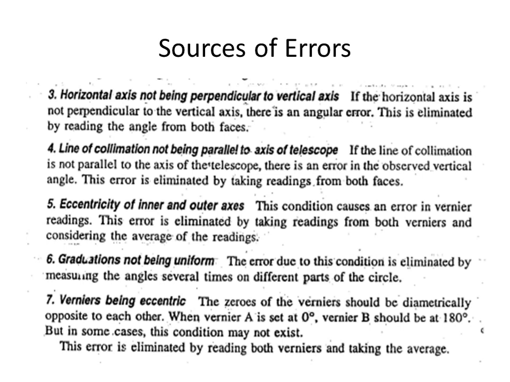Then the next error is vernier being eccentric. The zeros of the verniers should be diametrically opposite to each other: when vernier A is set at 0 degrees, vernier B should be set at 180 degrees. But in some cases, this condition may not exist. This error is eliminated by reading both verniers and taking the average.